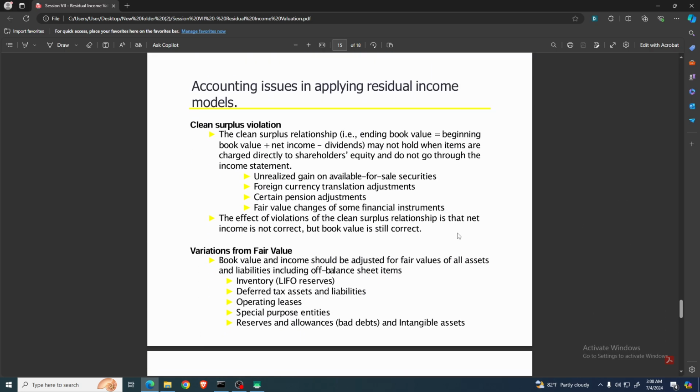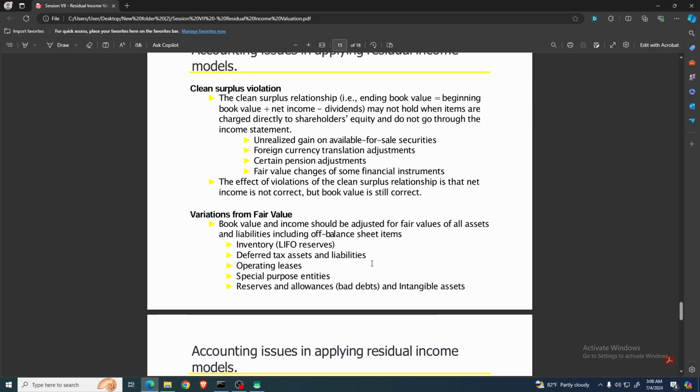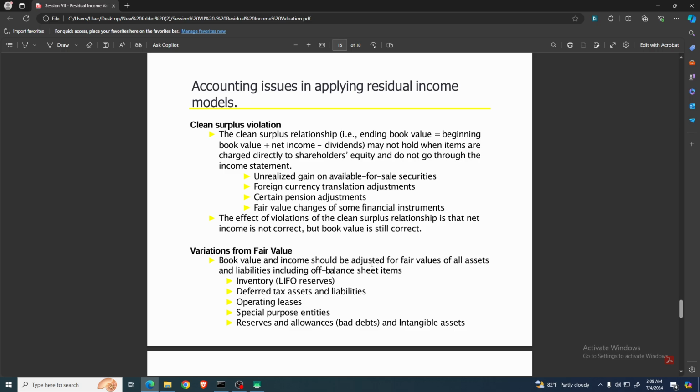And finally, we come into accounting issues in applying residual income models. So let's go through these one by one. First, we have the clean surplus violation. The clean surplus relationship states that all changes in equity should be captured in the income statement. So the relationship can be expressed here. Ending book value equals beginning book value plus net income minus dividends.